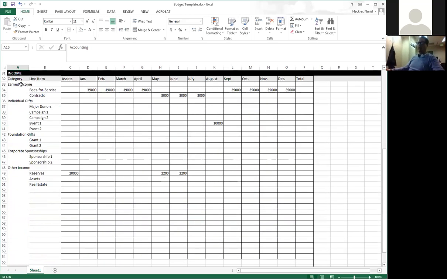In your income category, I want you to have at least 6 of these rows filled in. And I want you to have at least 5 of these rows filled in, and at least 3 of these categories, okay? And ignore other income. You should have at least 3 of corporate sponsorship, foundational gifts, individual gifts, and earned income filled in somehow. How much of each category is up to you.